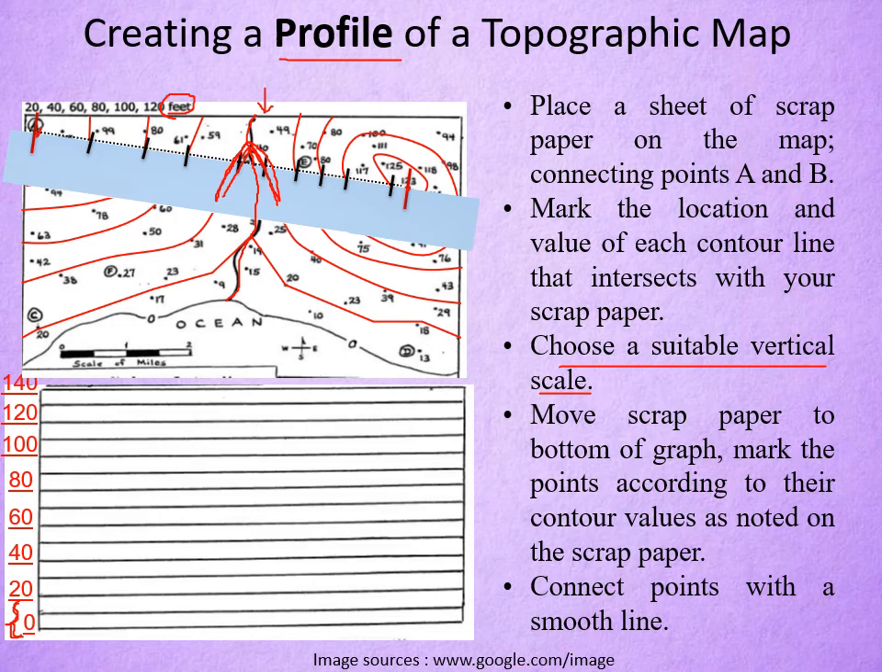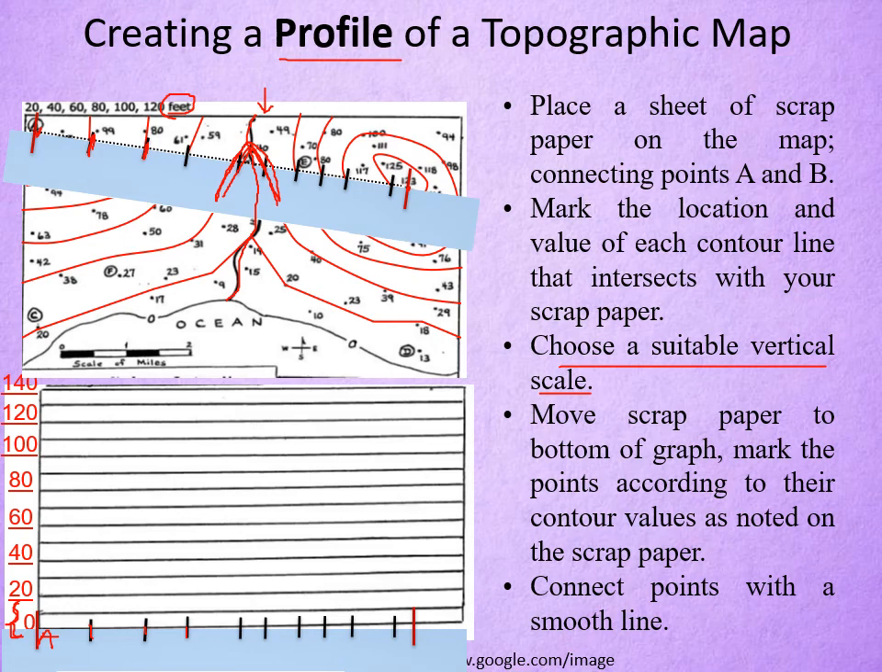Now you have to place the scrap paper at the bottom portion, parallel with the x-axis. So now my scrap paper has all these intersecting points along with these contour lines. All the points in this scrap paper are already marked, and the altitude values of these points are already noted along with the starting and end points, that is the A and B points. This one is the A point in the contour map, and this one is the B point in the contour map.